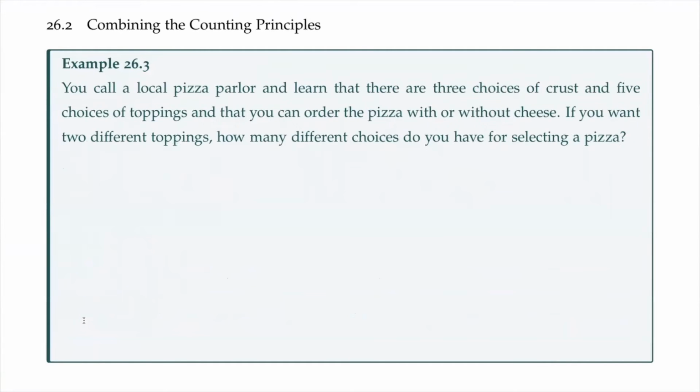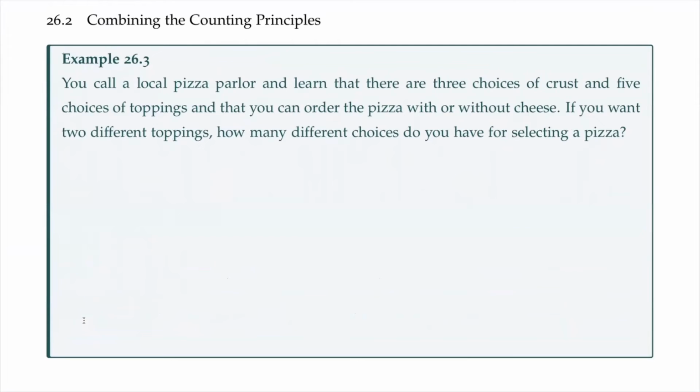Okay, so we've talked about different ways in which we can count things. Now we can think about combining this with our multiplication principle. So last time we had the example of ordering a pizza where we choose from 3 different types of crusts. So we have our crust choices, there are 3. We have 5 different topping choices, and you can either have the option of with or without cheese.